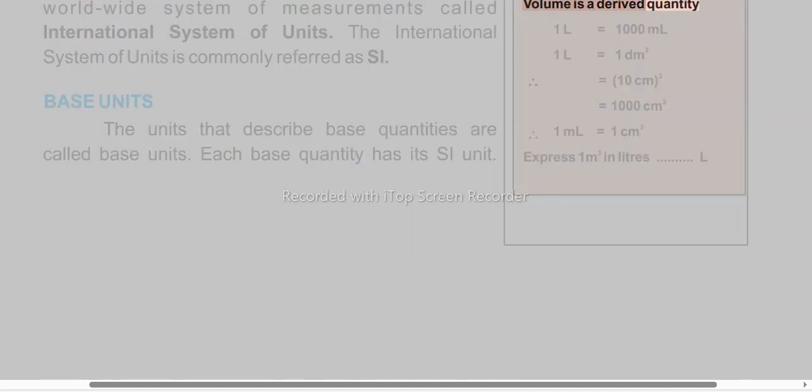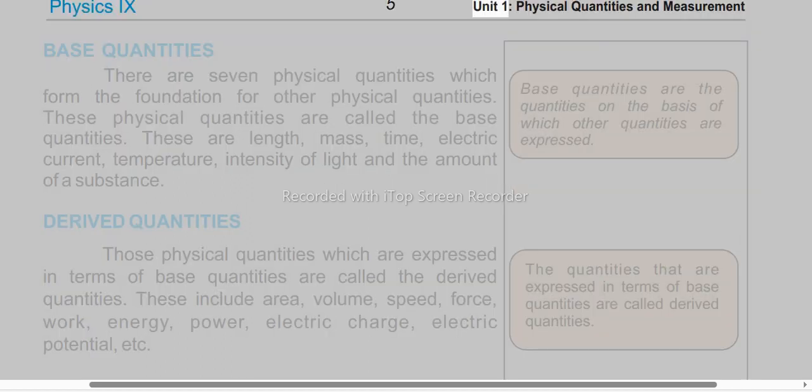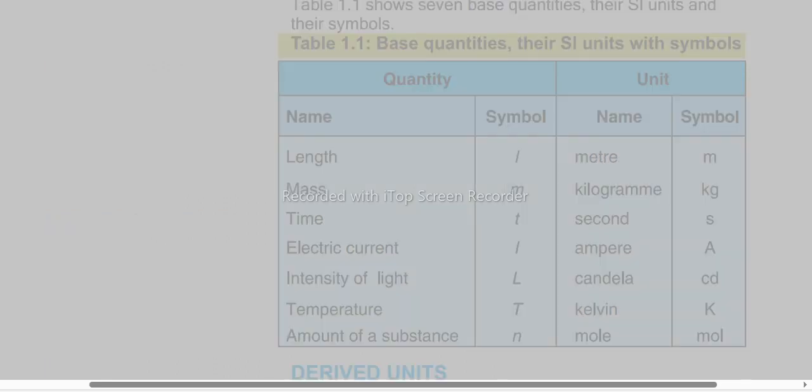Volume is a derived quantity. 1 L equals 1000 milliliters. 1 L equals 1 decimeter cubed, which equals 1000 cm cubed. 1 milliliter equals 1 centimeter cubed. Express 1 m cubed in liters. Table 1.1 shows 7 base quantities, their SI units and their symbols.